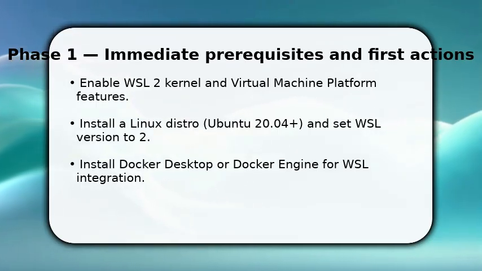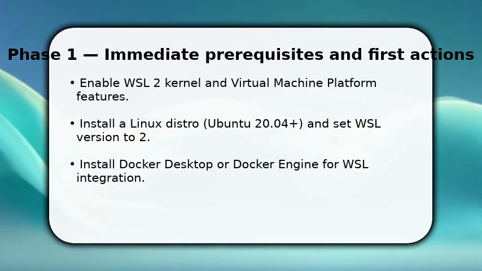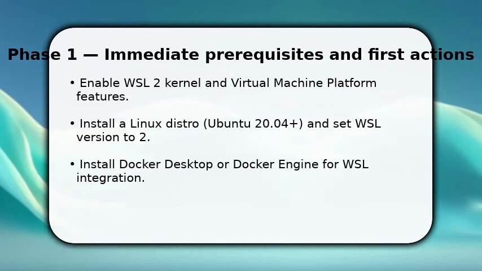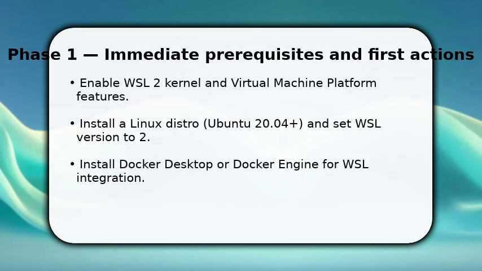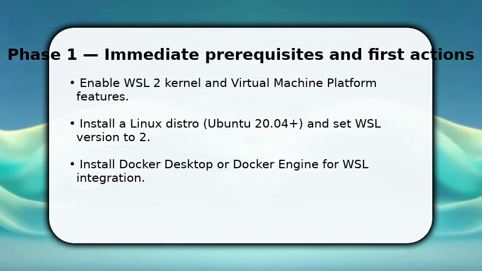Once done, install Docker Desktop and enable WSL integration, or install Docker Engine inside the distro if you prefer lightweight control. Make sure your distro is the default and restarted. This reduces mismatch errors and lets Docker manage the daemon within WSL, which improves file system and networking performance.